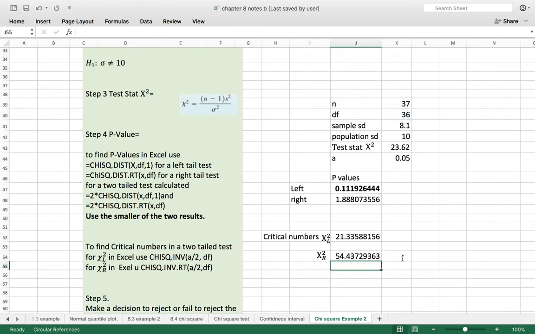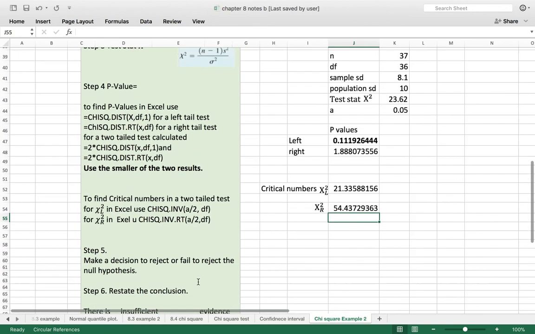Okay? So you notice there are 2 ways that tell us to fail to reject the null here. 1, the p-value is greater than our alpha level. 2, our test statistic of 23.62 is between our 2 critical numbers. It's in the middle of 21.3 and 54.4.